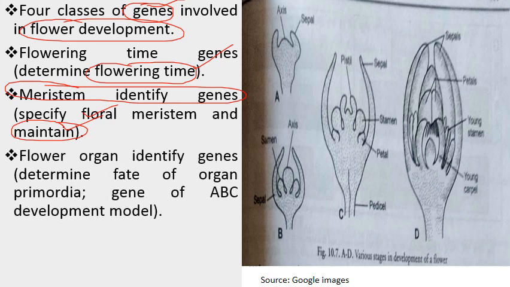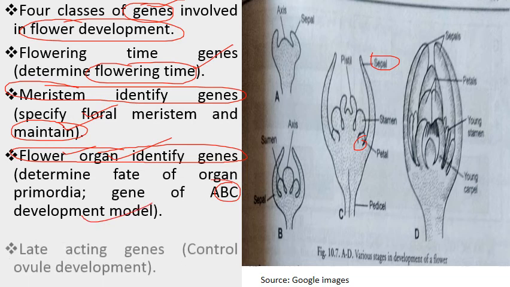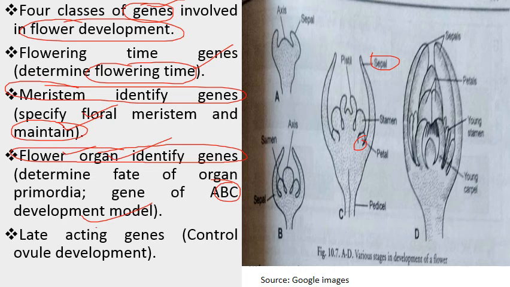Next, the third type of gene is flower organ identity genes. They determine the fate of organ primordia, meaning which organ primordium will make petals and which will make sepals. This fate is decided by flower organ identity genes. These are called genes of the ABC development model, which we will study in detail. Next comes late acting genes, which control ovule development. So these are four classes of genes which are involved in flower development.